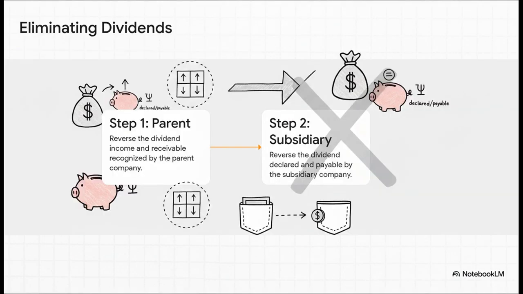Okay, so let's walk through a dividend payment. The subsidiary declares it, so they book a dividend payable. The parent gets it, and they book dividend income. But from the group's perspective, this is just moving cash from the left pocket to the right pocket. No new wealth was created. So our consolidation adjustment does the exact opposite of those original entries. We basically perform a journal entry that makes it look like it never even happened.